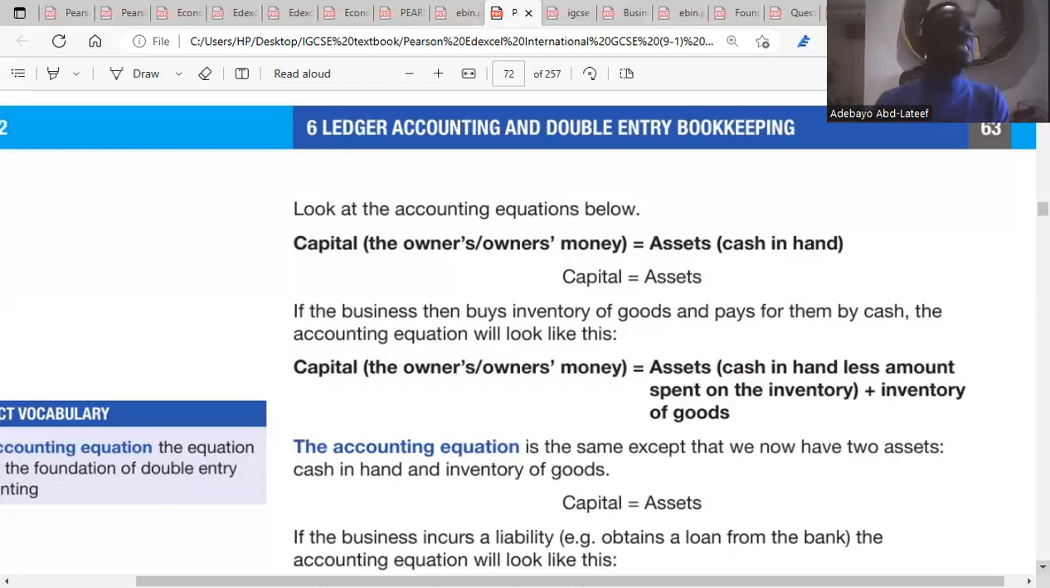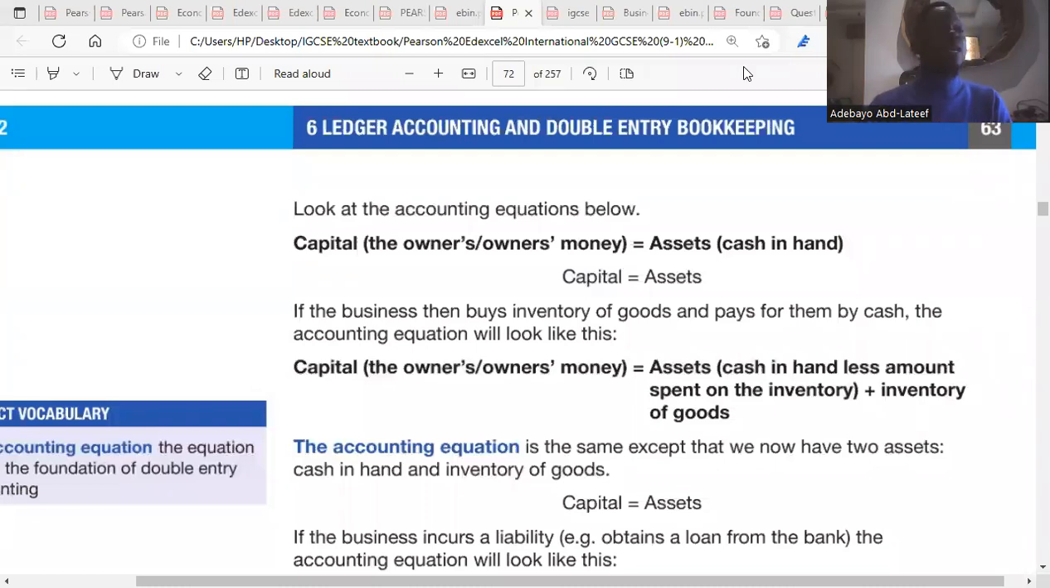Now, if the business uses the cash to buy stocks, inventory, like goods, into the business, capital is still equal to asset. But what happens there? This is what happens. Capital will still equal asset, but the situation has changed. Now the business is going to have cash and stocks. Do you get the point here?